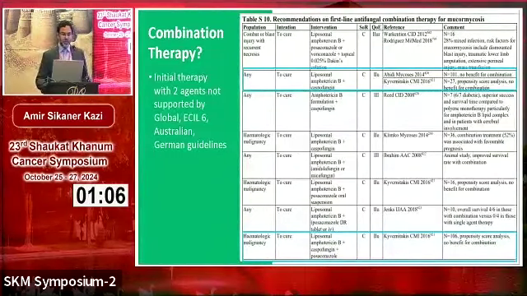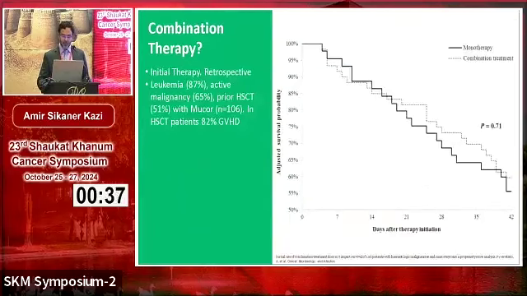Generally, initial therapy with two agents is not supported by any of the guidelines: global, ESCMID, Australian, or German. The reason for that is a lot of the combination therapy data has been case reports and case series, so it's been very heterogeneous and even biased data. These two studies I've highlighted actually had much better quality retrospective data, and they found that there was no benefit of initial combination therapy.